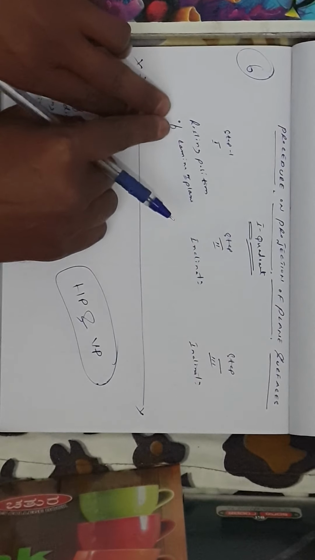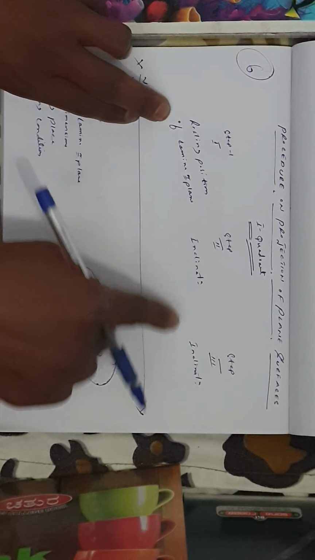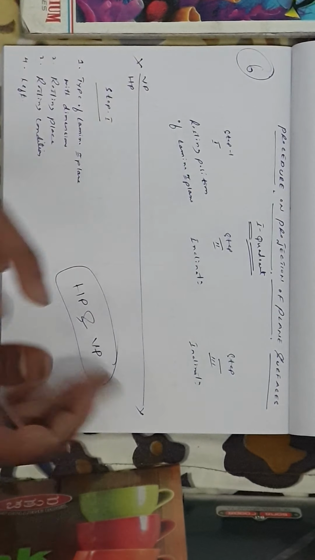If the lamina is resting on VP, in the second step we must go with the VP angle, and in the third step the HP angle, or the remaining angle. This is how we have to select the angle.